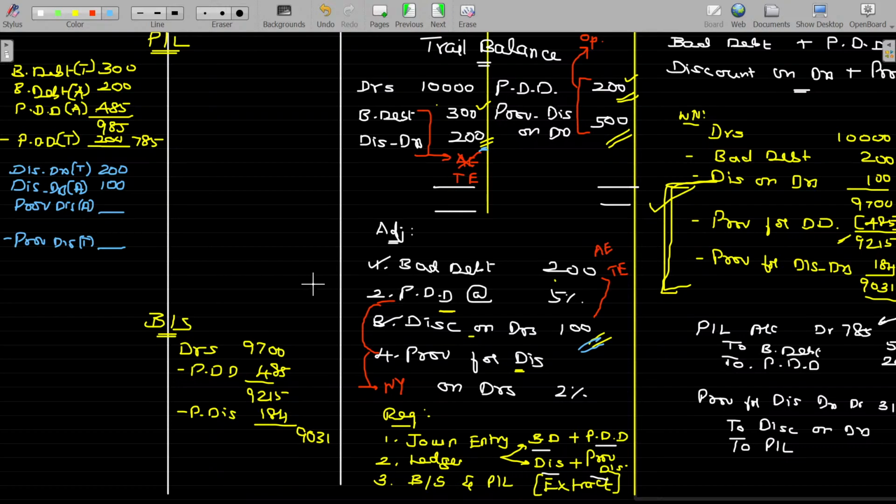Provision for discount on adjustment, 185. So the total value, 184. Okay, 184. The total value being 484. What is the balance already we have? 500. As the value is in negative, you have to transfer that to the opposite sign. Okay. This is the logic behind.